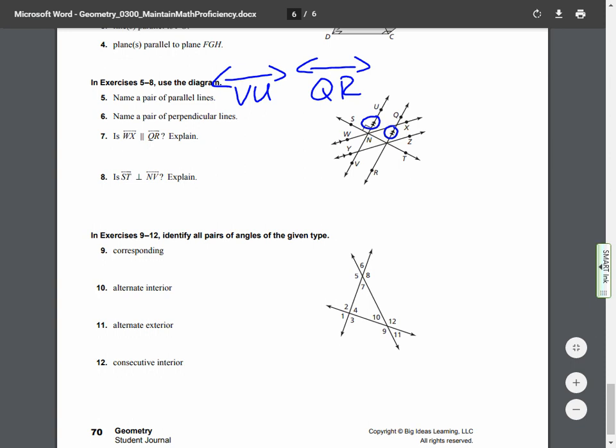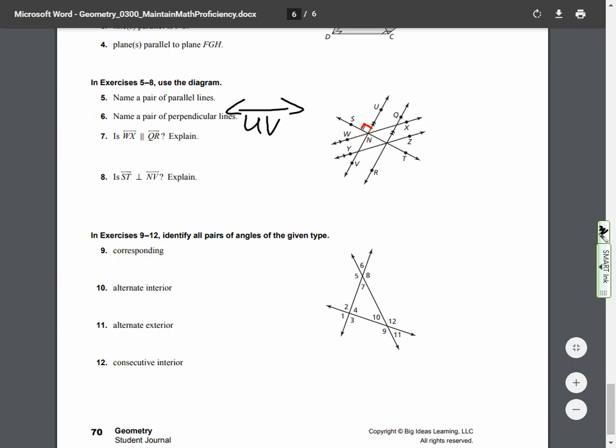Name a pair of perpendicular lines. Okay, so it's not just any intersecting lines. It has to intersect at 90 degrees. So which 2 lines are perpendicular? Well, there's only one 90-degree sign in here. That's right there. Now, which 2 lines is that 90-degree sign showing? Well, UV, there's one, you can say. UV is perpendicular to what? ST. Notice how I'm naming all my lines. I'm giving 2 points with a line above it.